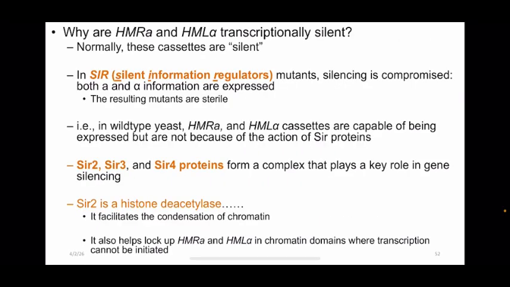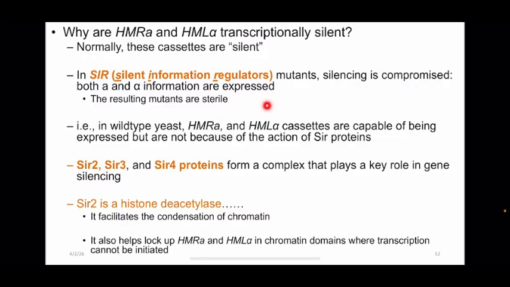So why are the HMRA and the HML alpha transcriptionally silent, or permanently silent? Because they associate with certain proteins we call the SIR proteins. SIR proteins are silent information regulators. When they bind to the SIR proteins, that's why they are silent. So in SIR mutants, that's cells with their SIR proteins mutated, the silencing of the HMRA and HML alpha is going to be compromised.